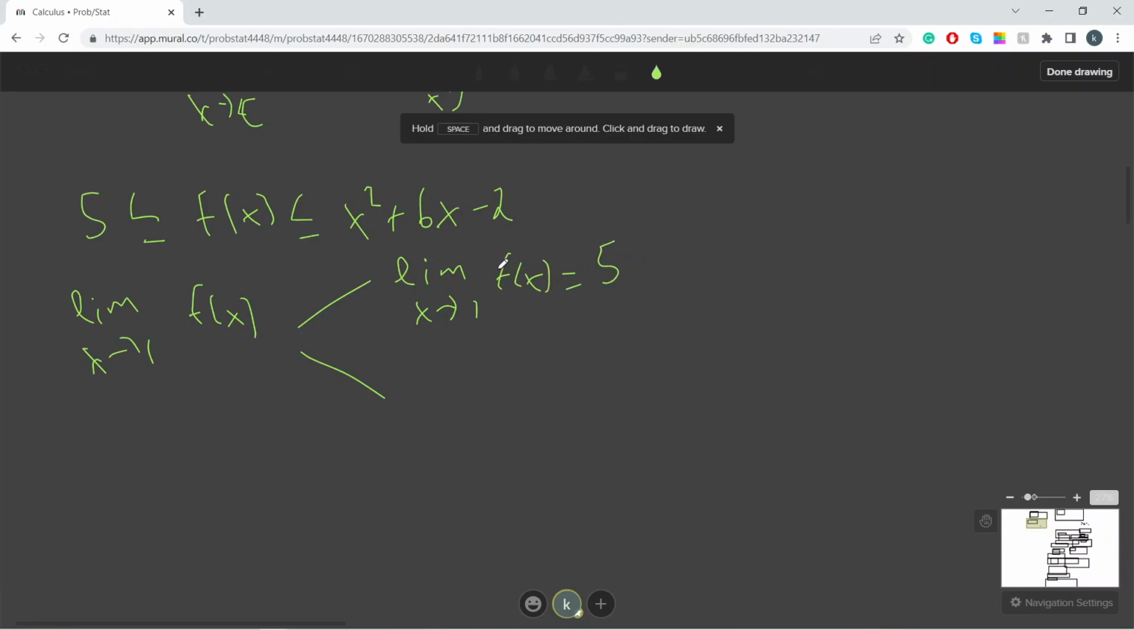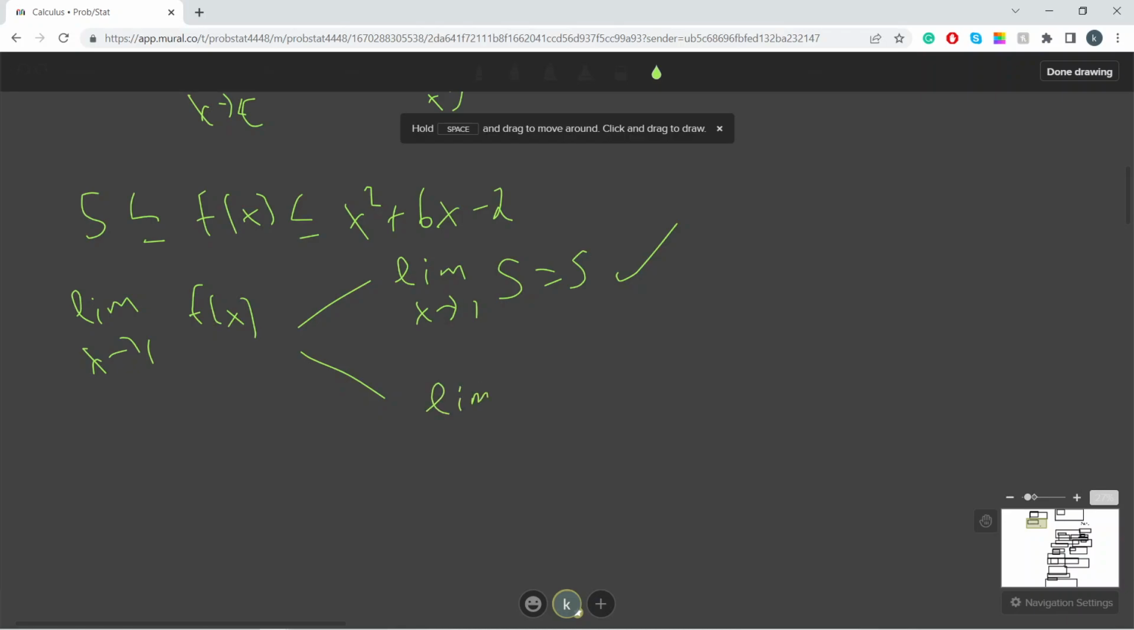Oh, sorry, you have to check that the limit as x approaches 1 of 5 equals 5. And that's true, right? Because you're just having a horizontal line. So every value of x on the function y equals 5 is 5. So you'll approach 5, definitely, right?